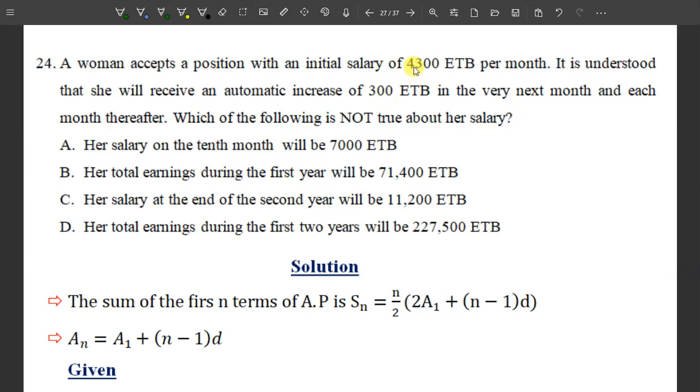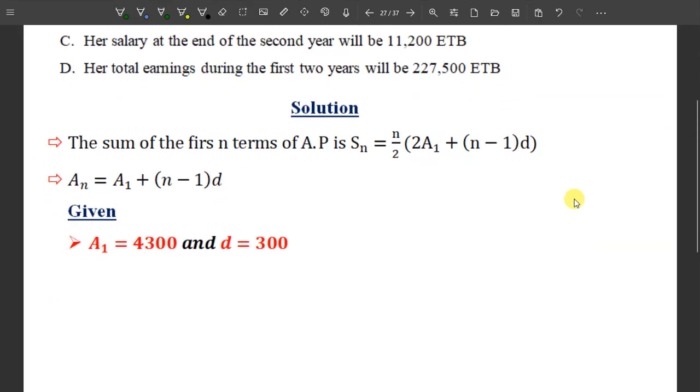Therefore, 4,300 is considered to be the first term, and 300 is considered to be the common difference. Therefore, the application of arithmetic is the better one to solve this question. Now let us begin. What are given?